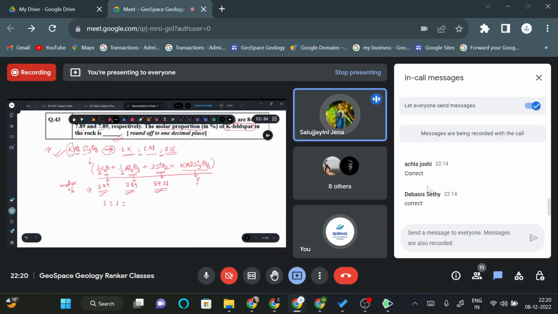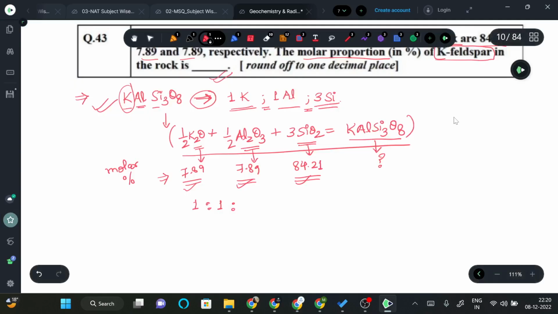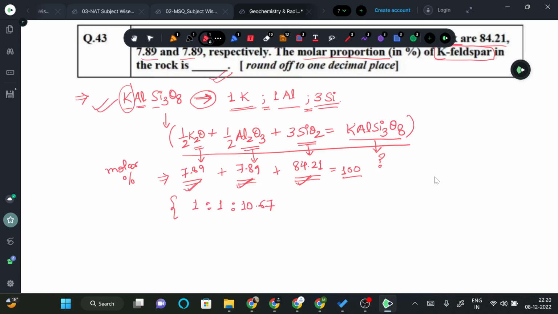Sir, 10.673. 10.67, right? So it will be 10.67. So this should be your first step: calculate the ratio of the given values. These values are given to you, and this will add up to 100 actually. I think it should add up to 100 because they don't give questions otherwise. Let us just add these. 7 and 14, it's around 15. Yes, it should add up to around 100.